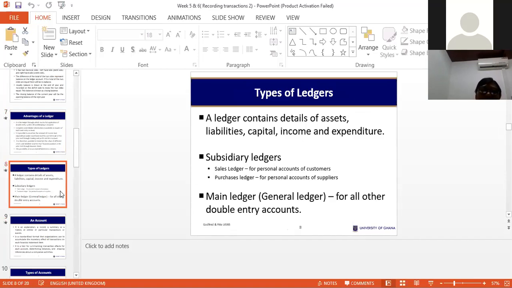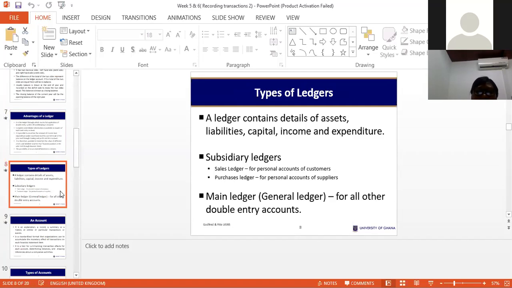Now, let's look at the types of ledgers. Okay, so within the ledgers, you would have accounts. And these accounts could be accounts of the various assets. It could be accounts of the liabilities. It could be accounts of the capital, income, and expenditure. Those are the issues. So what types of ledgers do we have?